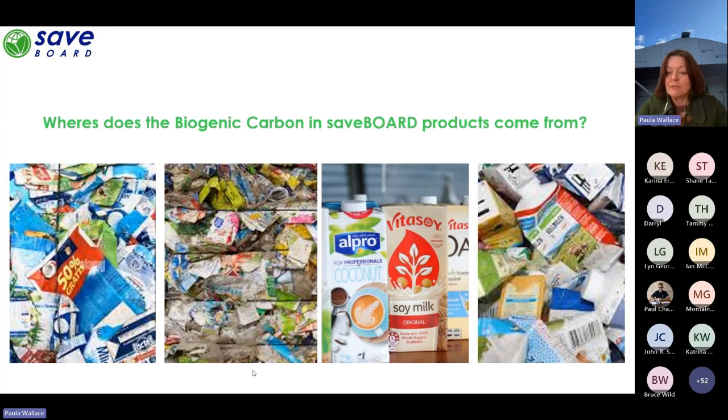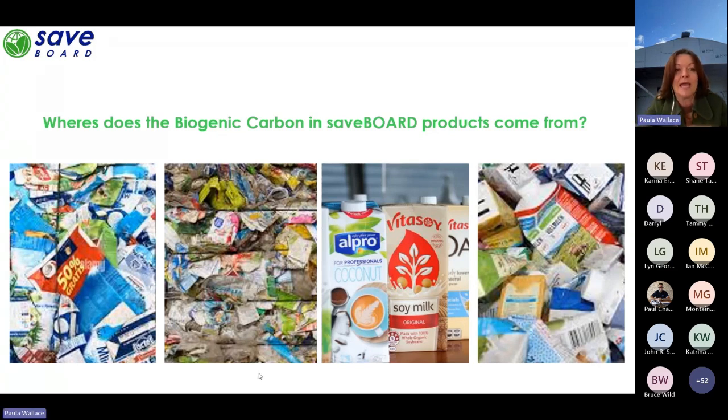So 60 to 70% composite packaging, soft plastic and recycled board. The finished board also has a recycled paper back. So the biogenic carbon in saveBOARD products comes from the composite packaging and the recycled paper back. These are paper products made from trees which are storing carbon.